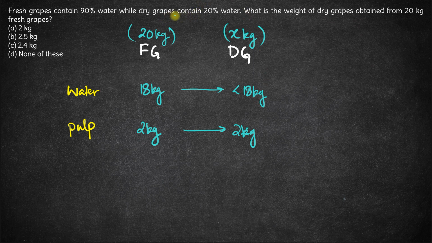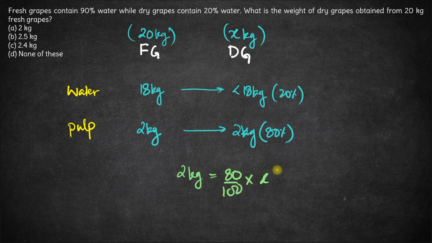Now, what happens in dry grapes is, dry grapes contain 20% water. So, whatever this quantity is, it's going to be 20% of x kg. So, if this is 20% of x kg, the amount of pulp should be 80% of x kgs, right? So, here we can form the equation that 2 kgs is 80% of x kg, right? So, this 80 by 100 is effectively 4 by 5.